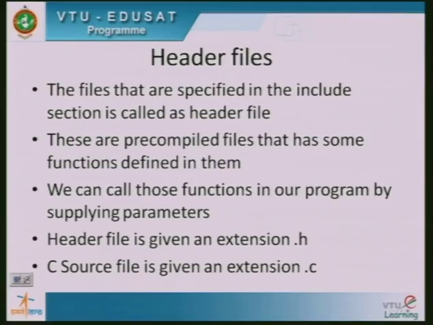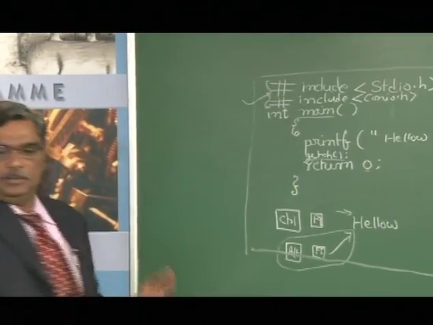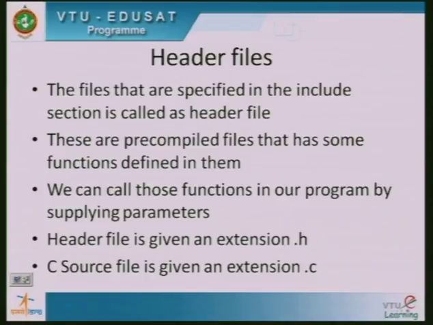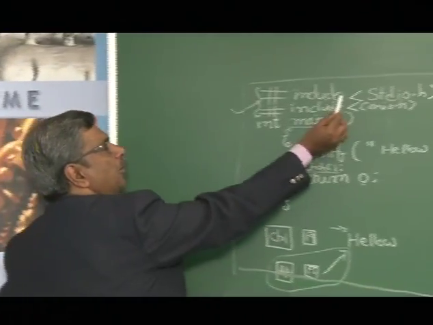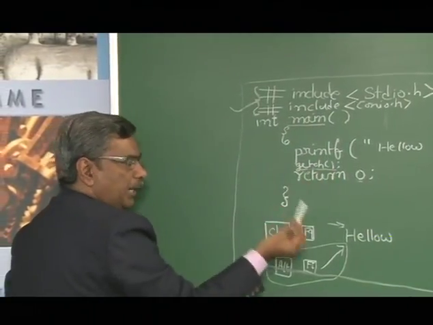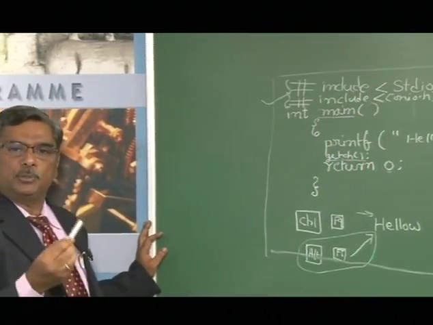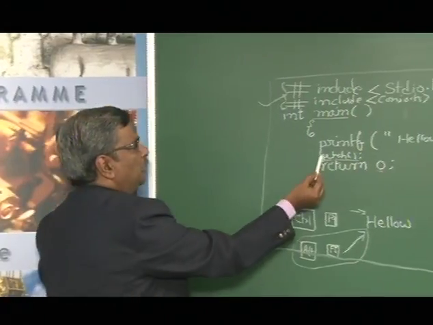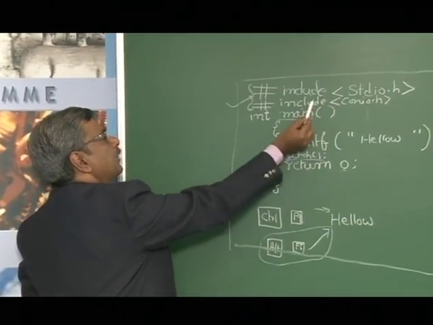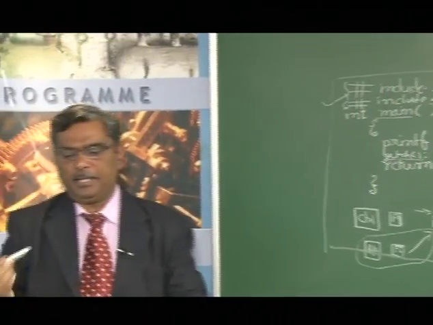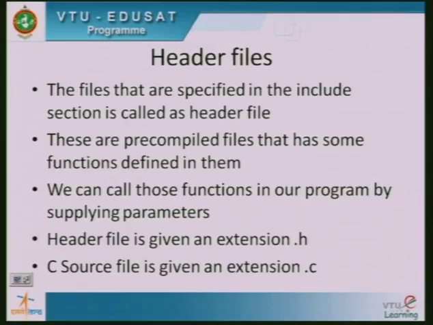The header files are essential for all programs. The files that are specified in the include section are called header files. These are pre-compiled files that have some functions defined in them. For example, in stdio.h, this printf, and to read the data you have the scanf statement, are all written inside the standard input output header file. Here we also used one function, getch, which is included in conio.h.